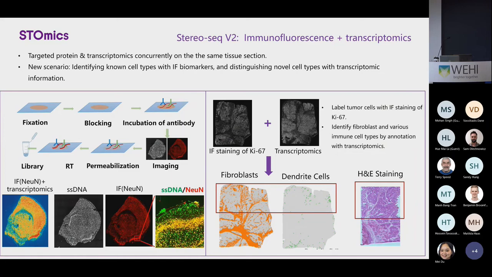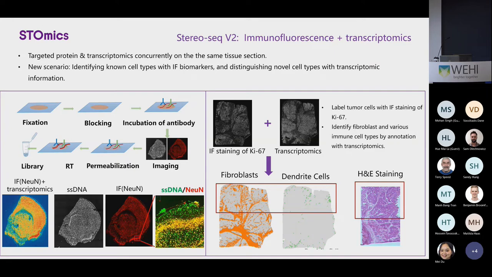And then also combining immunofluorescence and transcriptomics for richer information on different tissue types. So we'll also have immunofluorescence available in the workflow so that we can include, for example, the blocking steps and the incubation of the antibody, and then we can do the IF imaging, and then we can do the ssDNA staining and do the nucleic acid stain image as well. And then we proceed to the transcriptomics workflow.